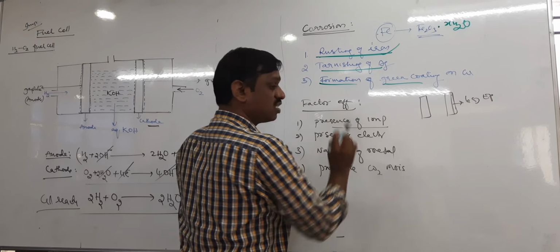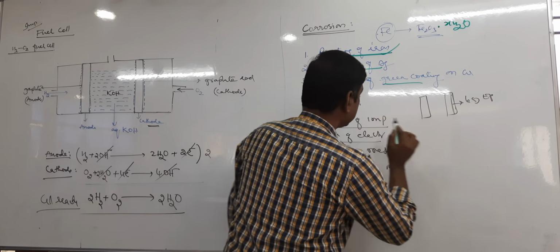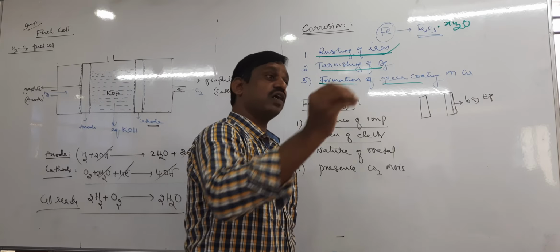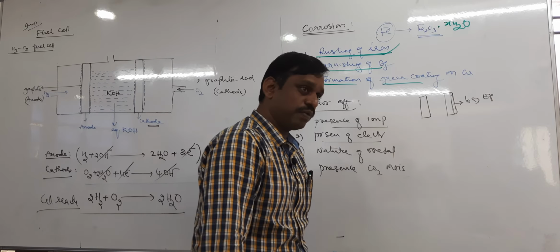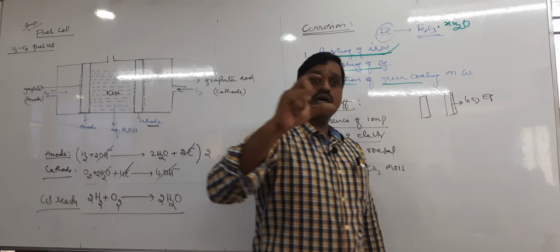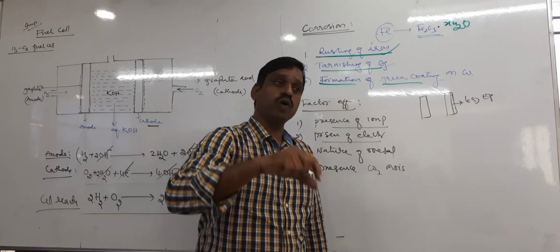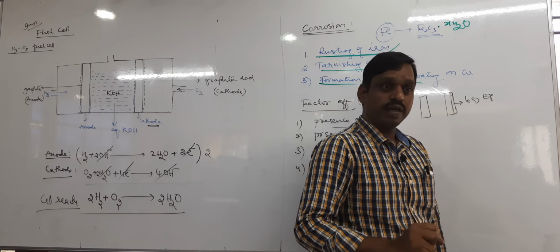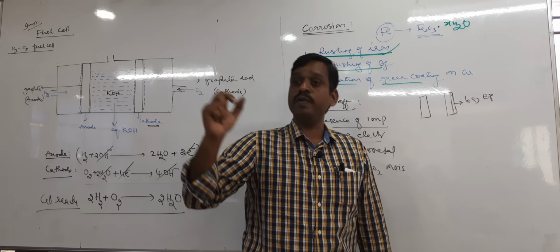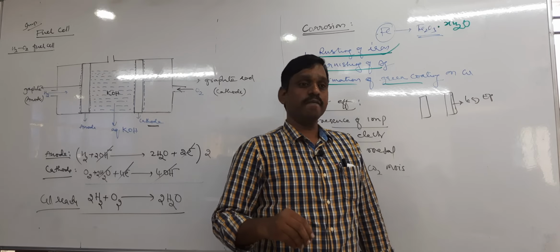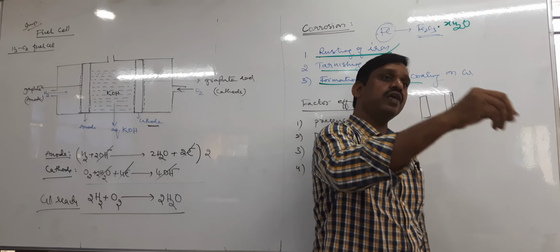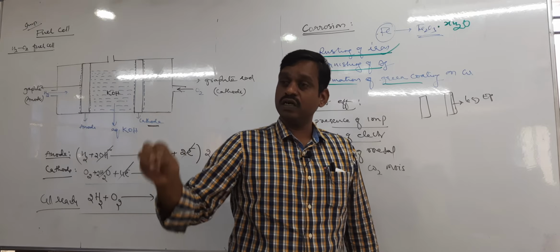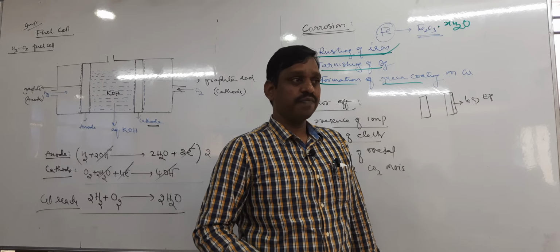Therefore, that is presence of impurity. Next is presence of electrolyte. The presence of electrolyte makes corrosion occur rapidly. For example, let us take rusting of iron in pure water and rusting of iron in sea water. Tell me, where does the rusting of iron take place rapidly, in pure water or sea water? Sea water, because sea water contains many electrolytes. That means the presence of electrolyte makes corrosion occur rapidly.